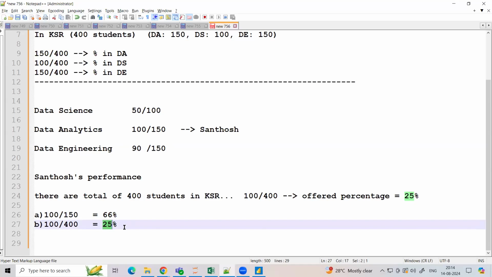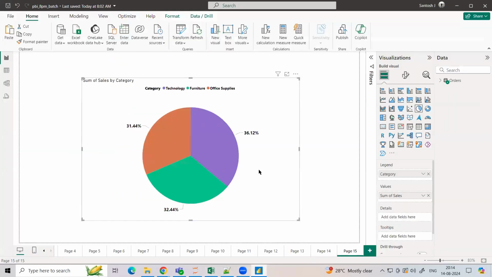Okay. Now, this is where your pie chart is going to create a problem. So far, it is good, right? Now, what happens? This is a category. This is sales. This is very, very tricky. Please listen carefully.